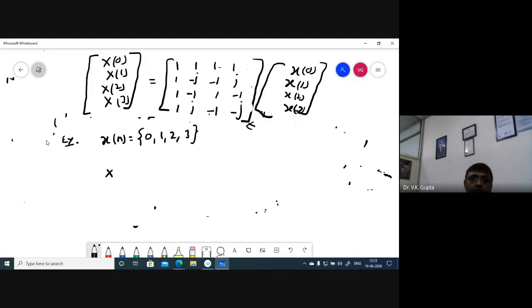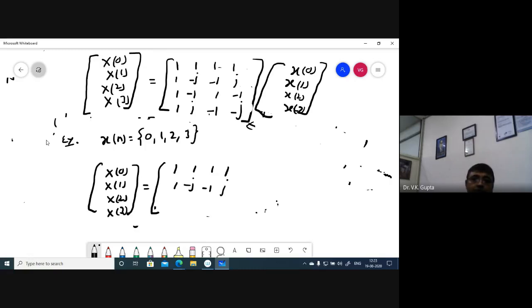So we want to calculate X0 through X3, the 4 sample points, and put it in the matrix form. Then we have the linear transformation matrix for the 4-point DFT: 1, 1, 1, 1; 1, minus j, minus 1, j; 1, minus 1, 1, minus 1; and 1, j, minus 1, minus j, and the input is 0, 1, 2, 3.